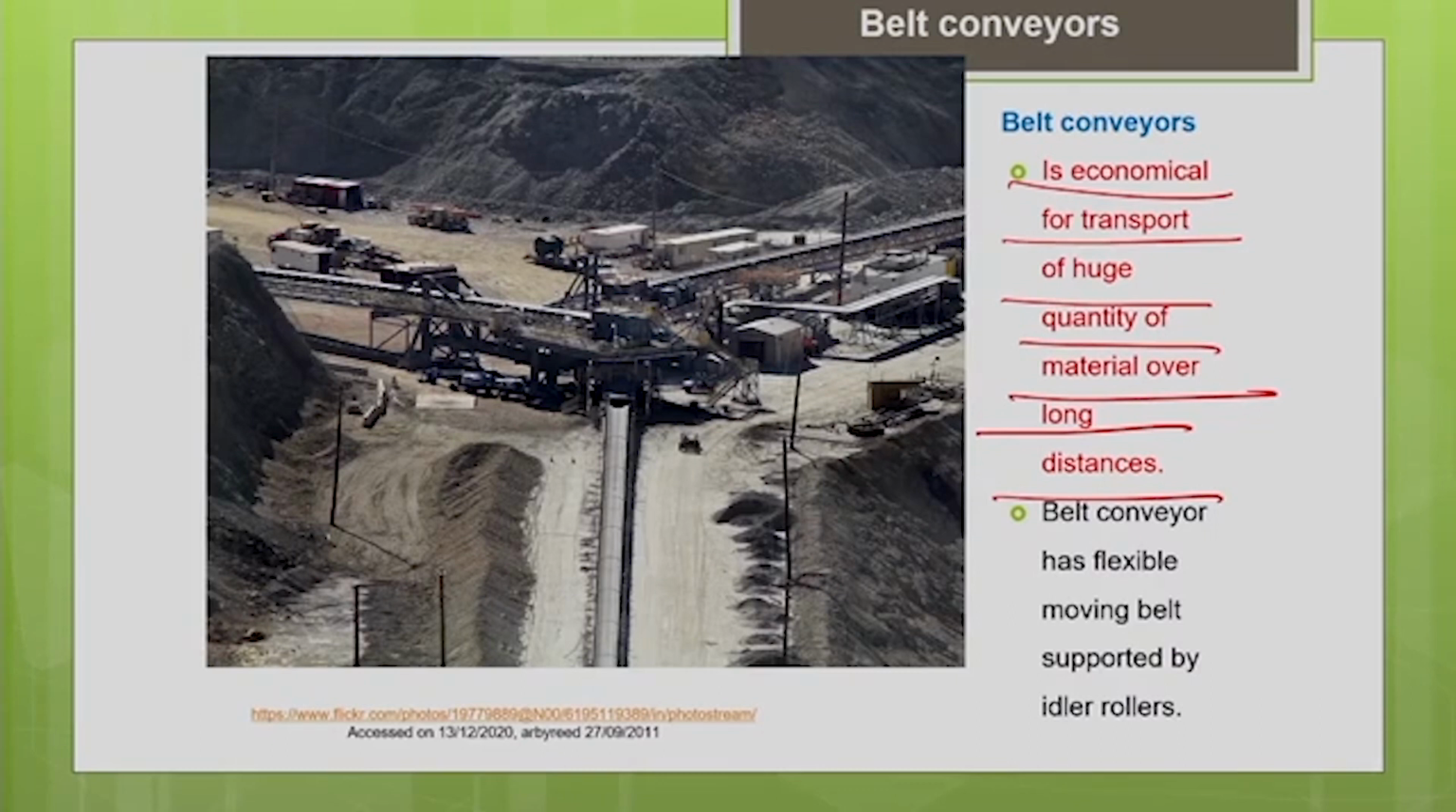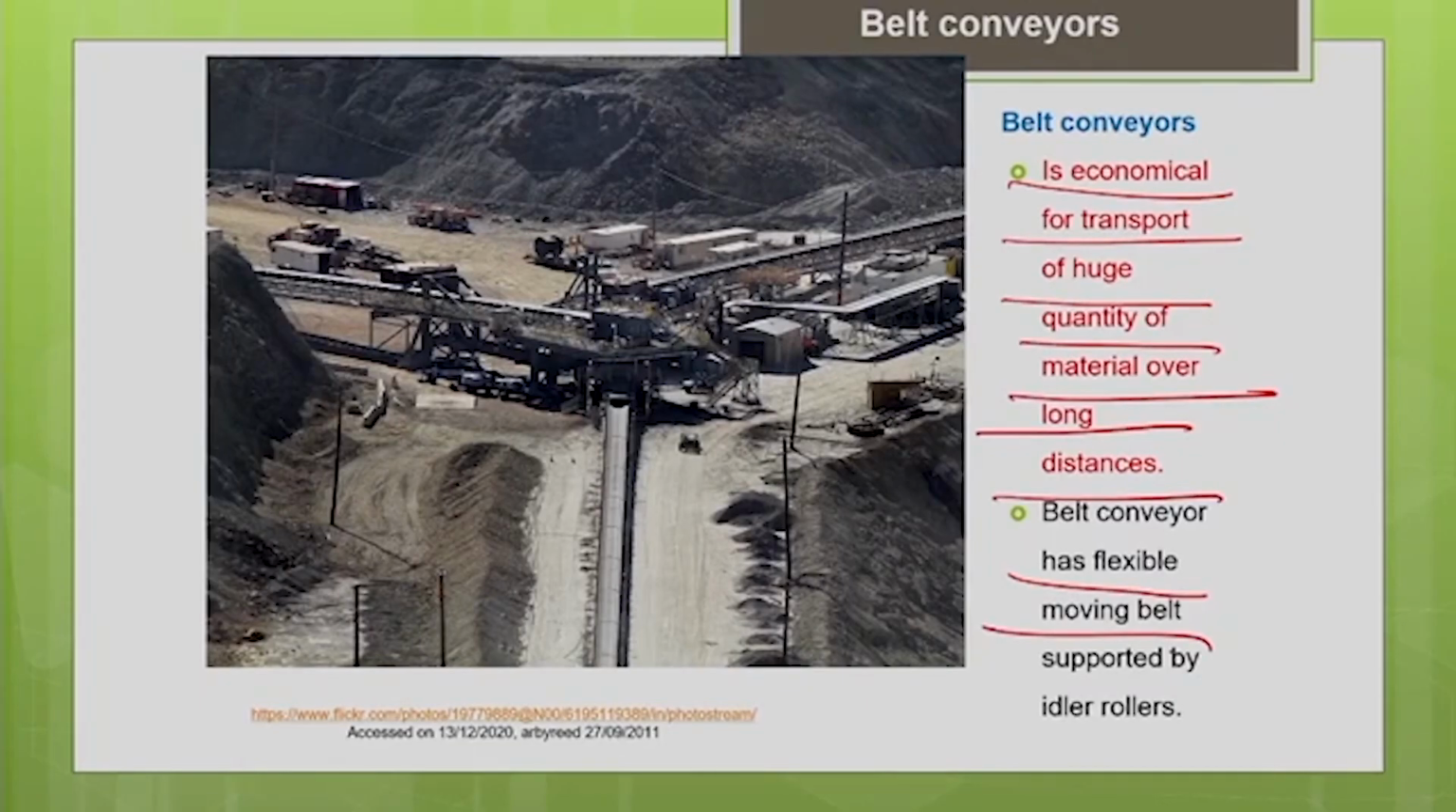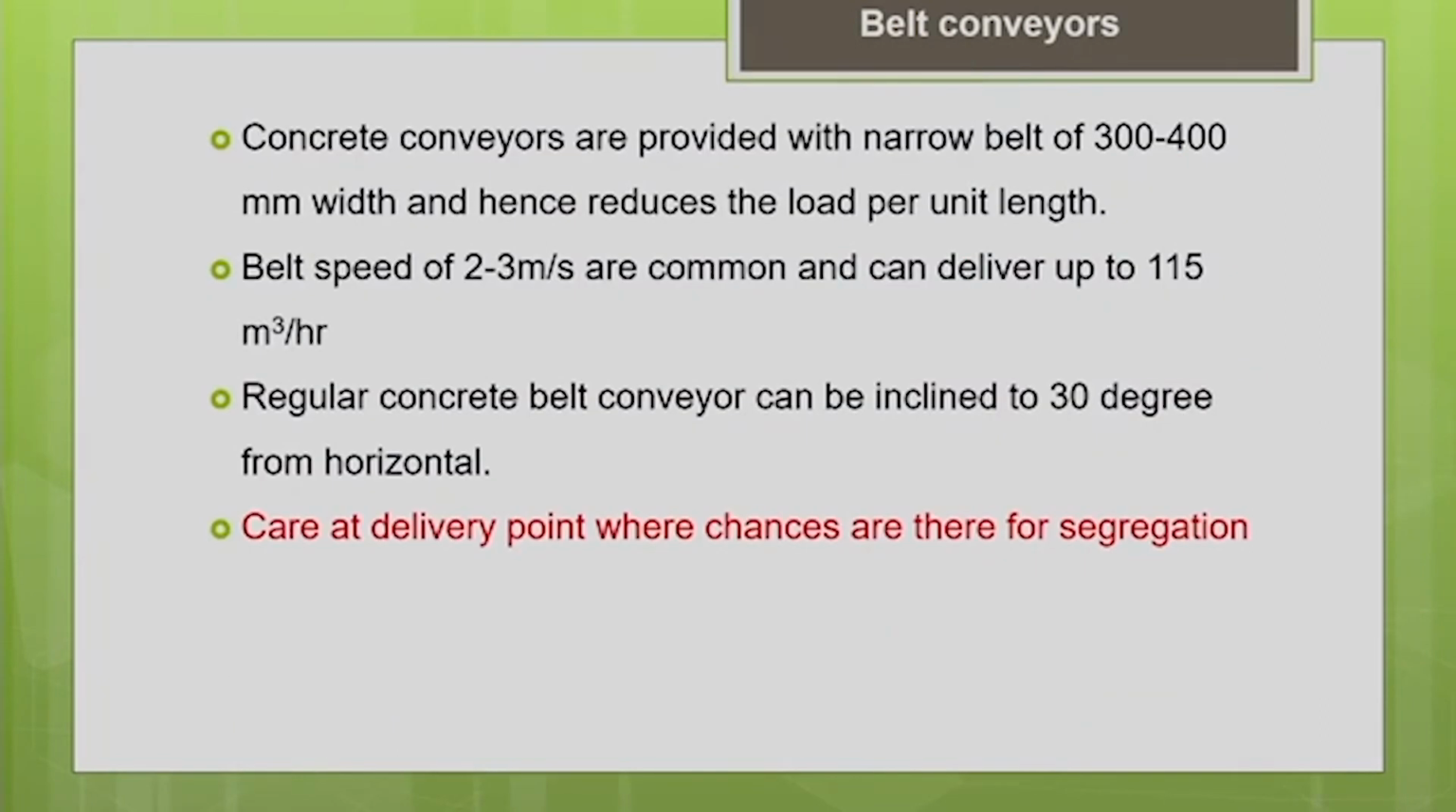This belt conveyor will have a flexible moving belt, as everyone knows, operated by a motor. This moving belt will be supported at intermittent intervals with rollers, supported by idler rollers. When compared to the belt conveyors used for handling other materials, there are some differences in the belt conveyor used for conveying concrete, because concrete is a relatively denser material. So generally we prefer to go for a narrow belt.